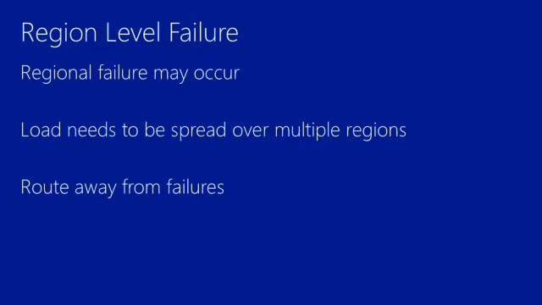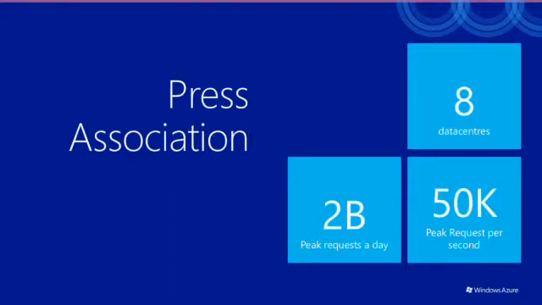So we talk really here about the notion that you need to route away from failures when these things happen. And again, if we go back to the Press Association, one of the things they did was deploy to 8 data centers. Now, there are 2 reasons for this, actually. This comes back to the comment that Mark made earlier about 2 sides of the same coin.